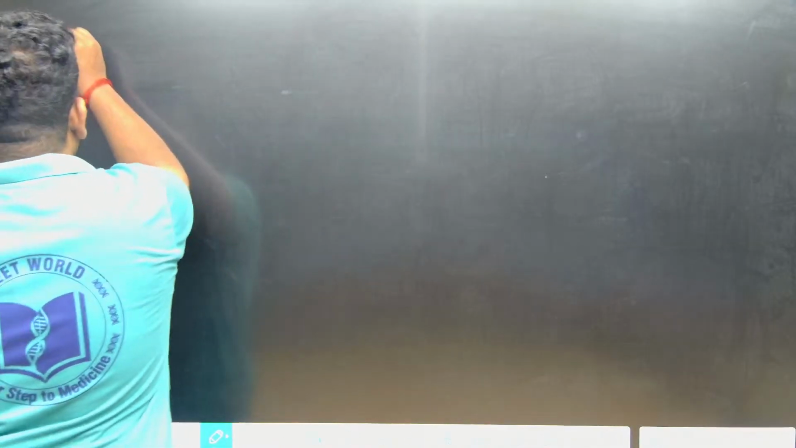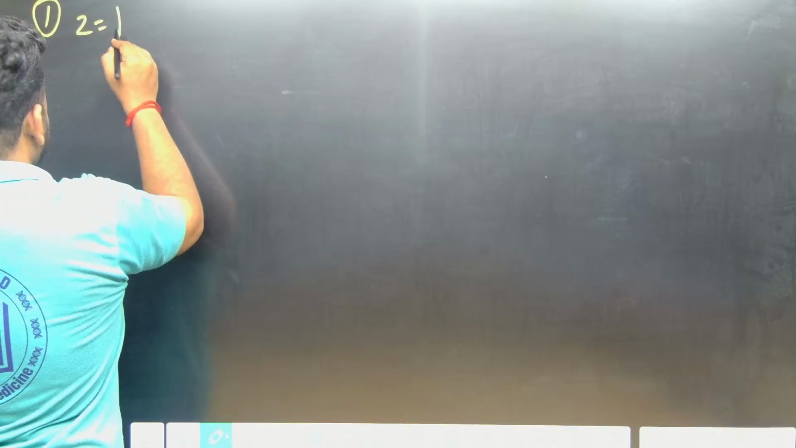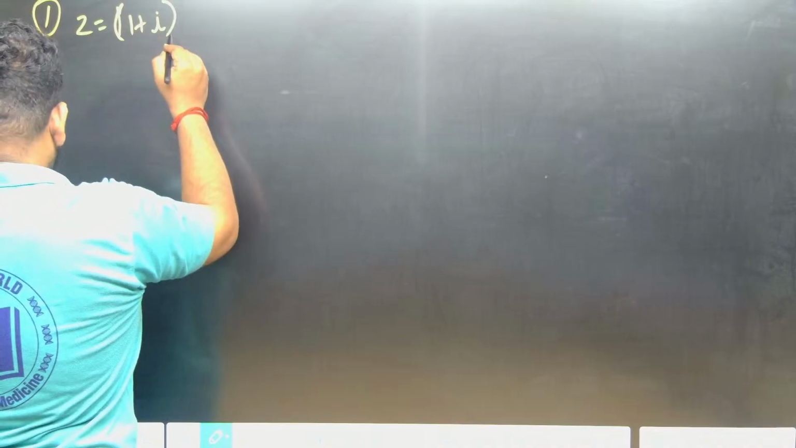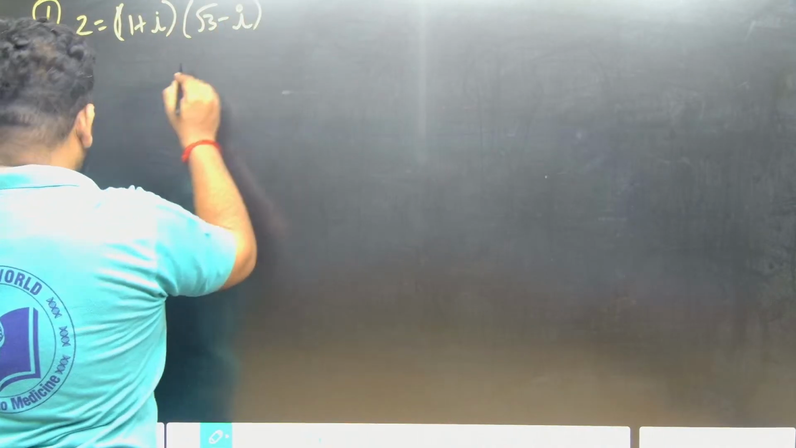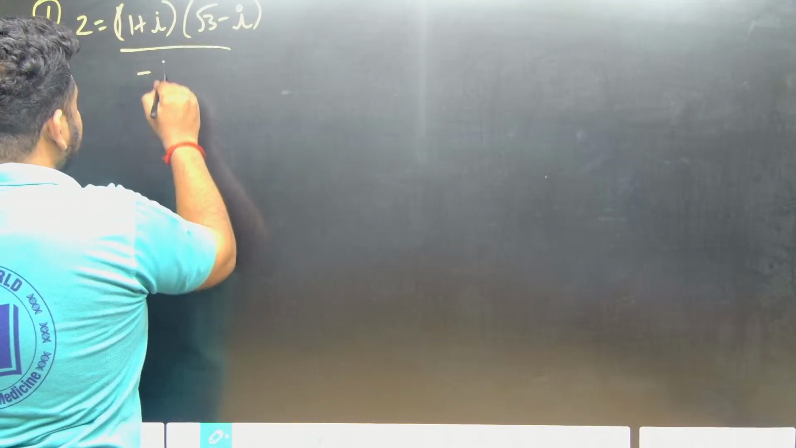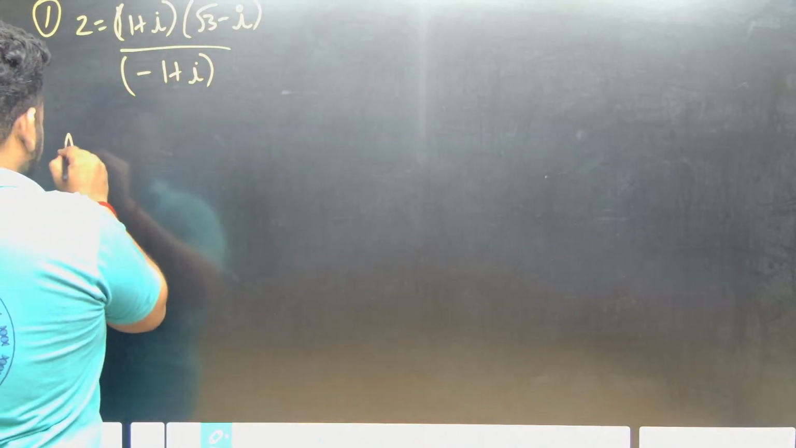The first question that we are having is: z is equal to (1 plus i) into (root 3 minus i), divided by (minus 1 plus i). They are asking us to find the argument of z.